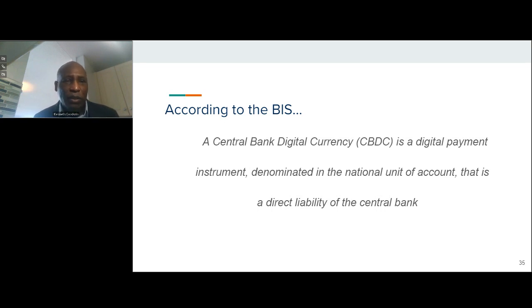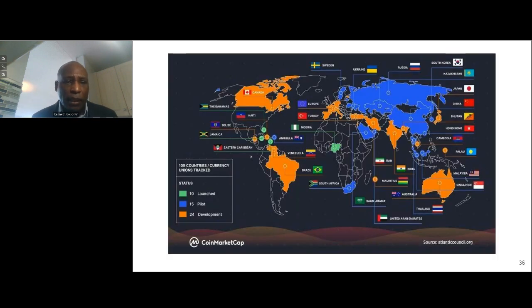But this leads into a question: what is actually a central bank digital currency? According to BIS, a central bank digital currency is a digital payment instrument denominated in the national unit of account that is a direct liability of the central bank. The key here is that it's a direct liability of the central bank, so it is being issued on the balance sheet of the central bank. We'll talk about that a little bit more, but essentially what's happening around the world is that more central banks and governments are exploring the idea of what a central bank digital currency would look like.